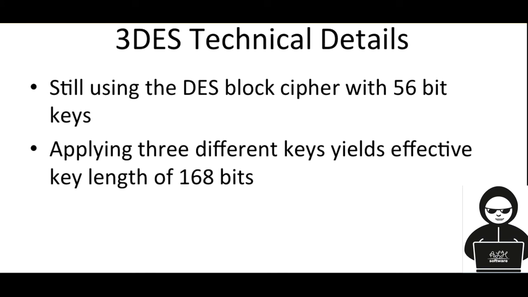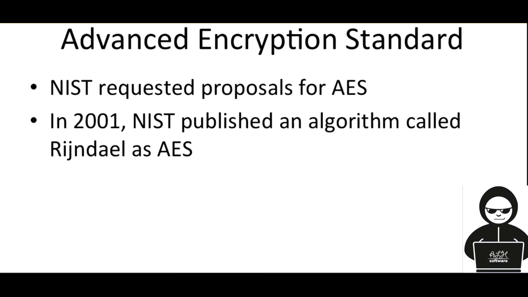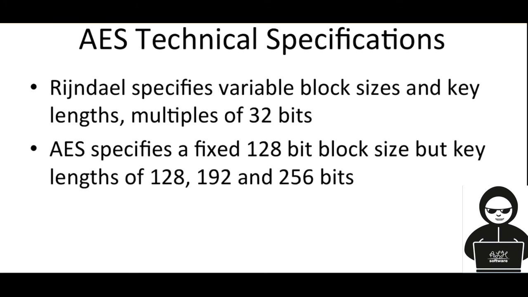Triple DES was really just a stopgap measure, however. We knew that it was broken, and if you could decrypt a DES message, it probably wouldn't be all that long before you could decrypt triple DES messages as well. As a result, NIST requested proposals for an Advanced Encryption Standard. That was in 1999, and in 2001, NIST published an algorithm called Rijndael as AES. So this algorithm that was originally called Rijndael was published by NIST as the Advanced Encryption Standard.